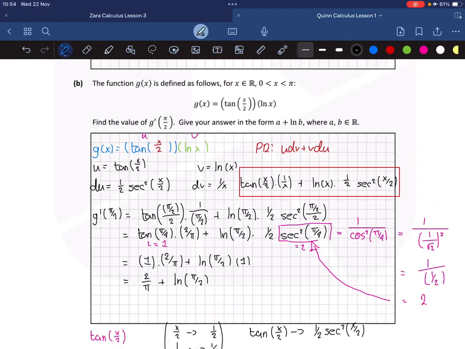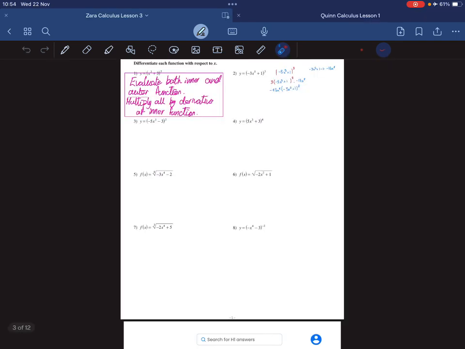This is one of the trickier ones in it because you have this tan of x over 2, which then goes to sec squared, which then you have to change to 1 over cosine squared, which then you just get 2 out of when you plug pi over 2 into it. So that's as tricky as the chain rule kind of gets. But that's well doable because you can just repeat questions like this over and over again and it gets much easier. So we'll go back to the sheet and just keep doing a few more.